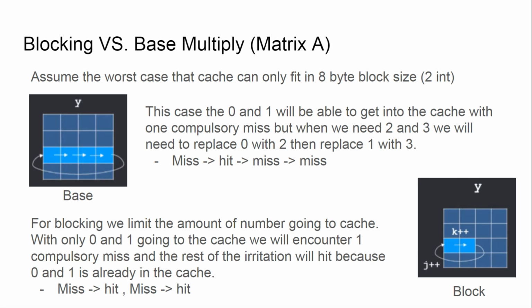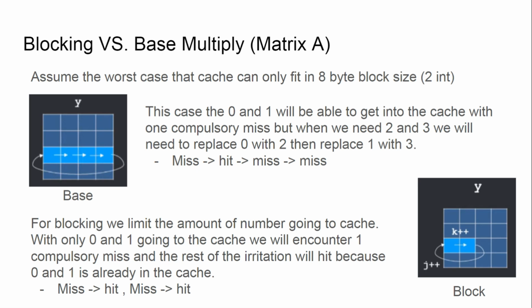But when we need 2 and 3, we will need to replace 0 and 1 with 2 and 3. So we replace 0 with 2 and then 1 with 3, because they cannot fit all 4 numbers into one block. And that causes a miss, hit, miss, miss. And if we continue the loop, it will result in always missing.